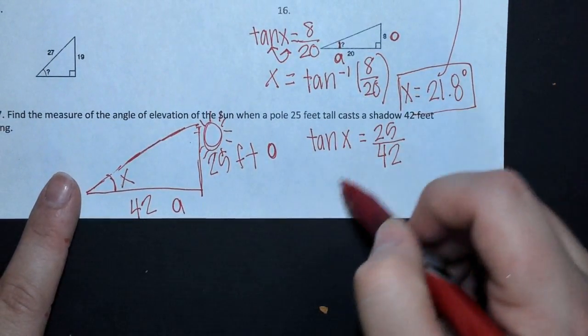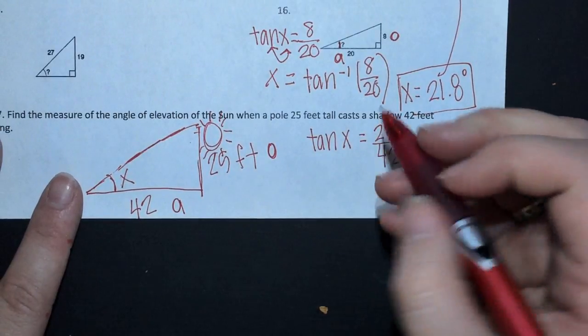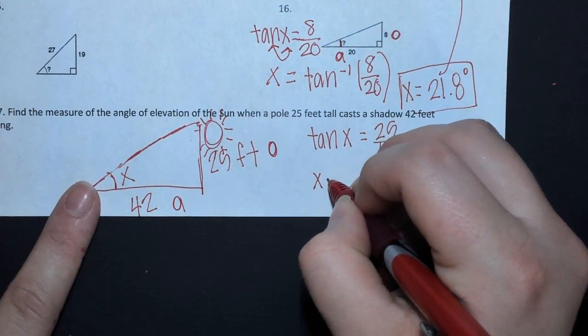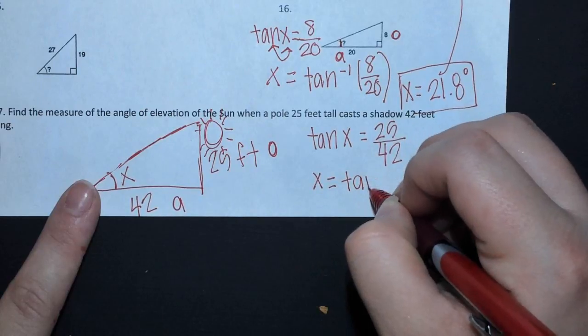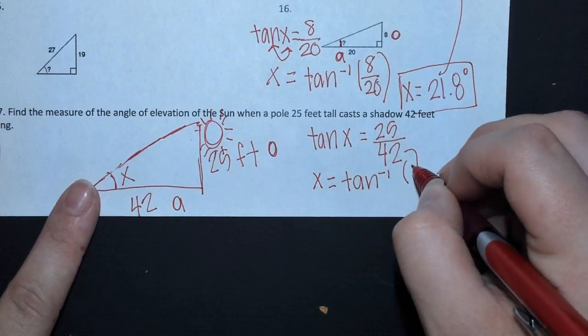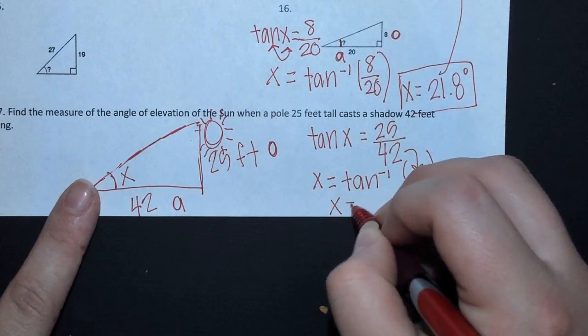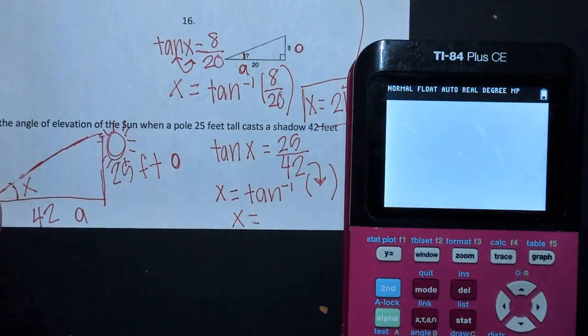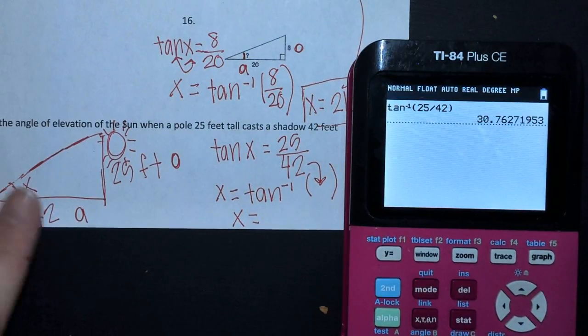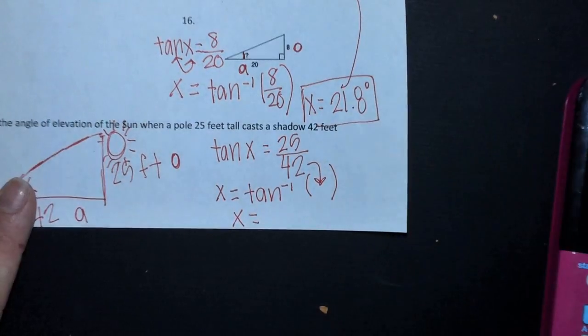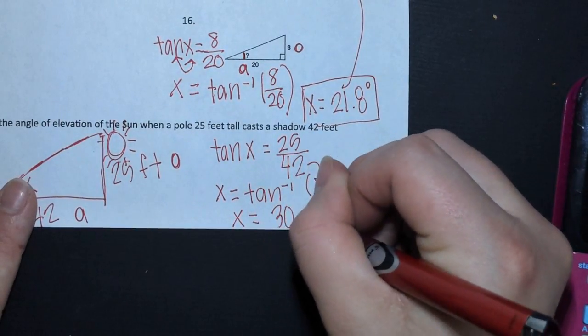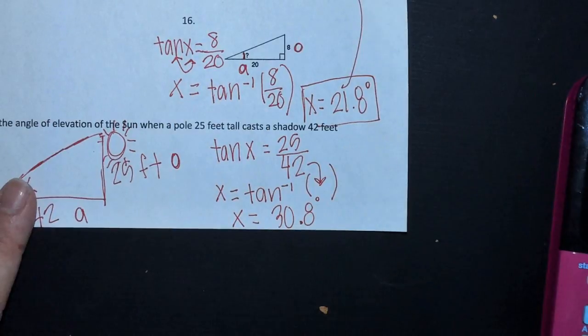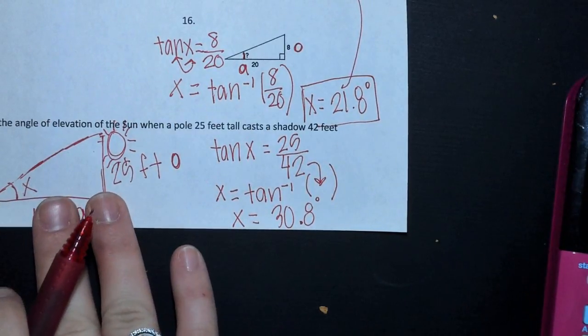Summer, what do I have to do if I break tan and x? Inverse. Good. All that goes here. Second tangent, 25 divided by 42. 30 point what? 8. Is that feet? Degrees. It's an angle.